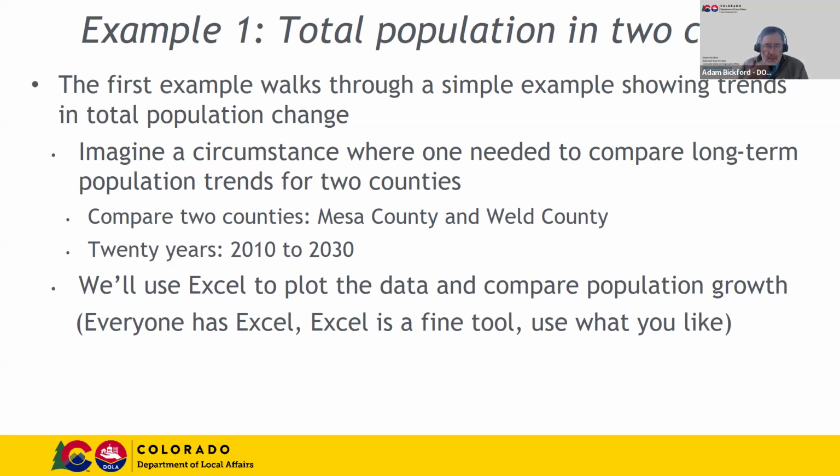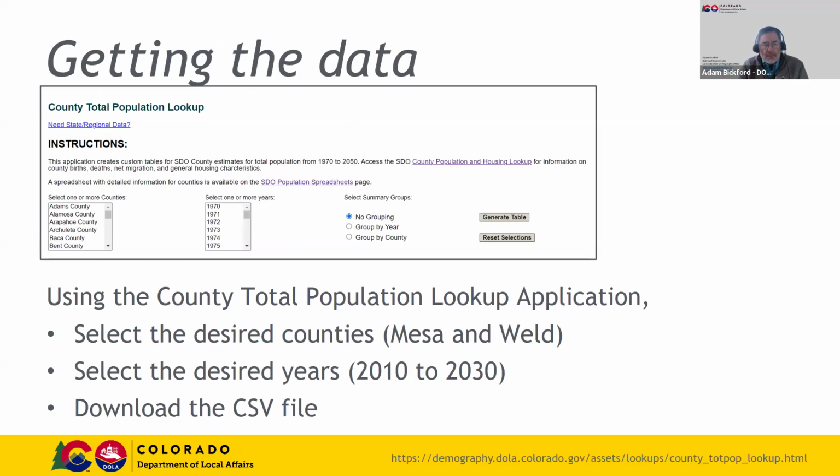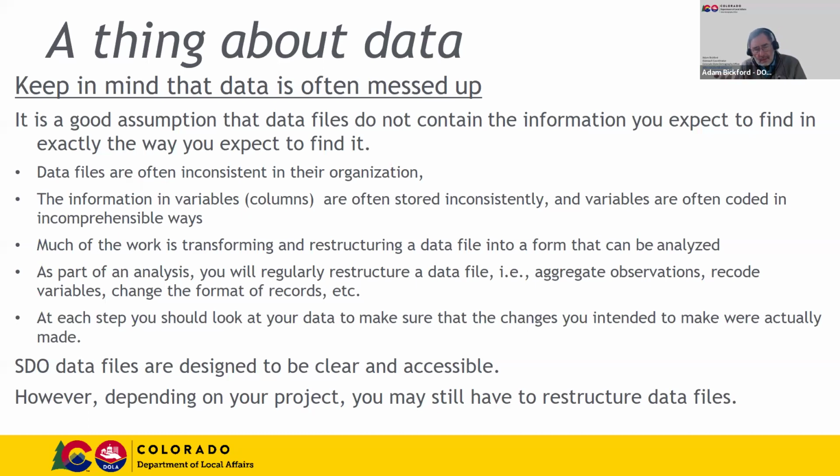Those are the kinds of questions that you need to answer as you approach this data. So the first thing that we do is we get the data, right? This is what we showed in the example previously. You download it, select your counties and your years, download the CSV file, and then you get the download.